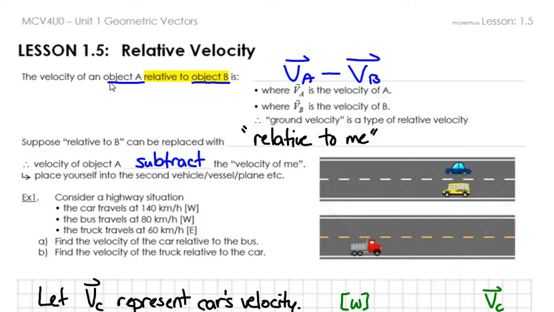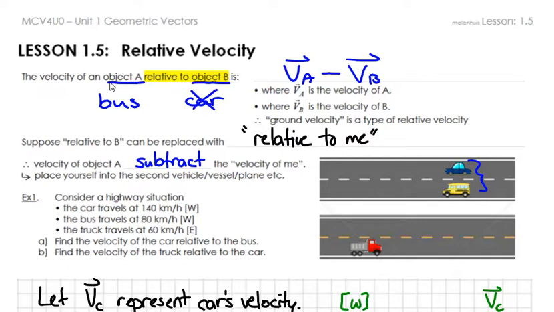So I don't know if that really explained what relative velocity is. Let's give you a scenario. Okay, so we have two vehicles. Pretend that the bus is object A and the car is object B. When we find the velocity of the bus relative to the car, we're comparing the bus to the car. So the car is the one of importance that we want to put from the perspective of. And I don't know if that makes a lot of sense.